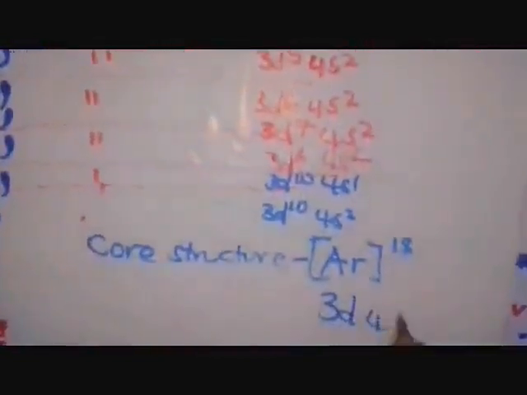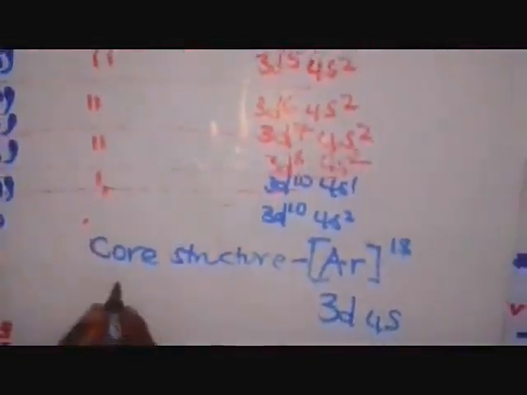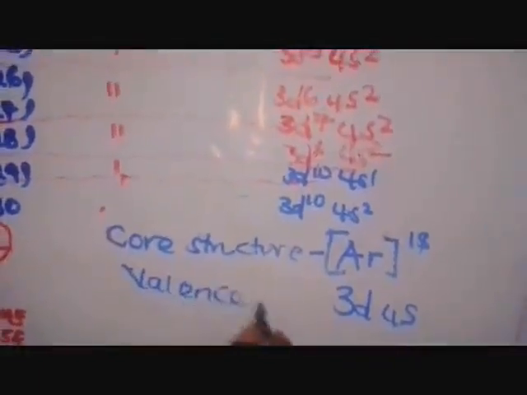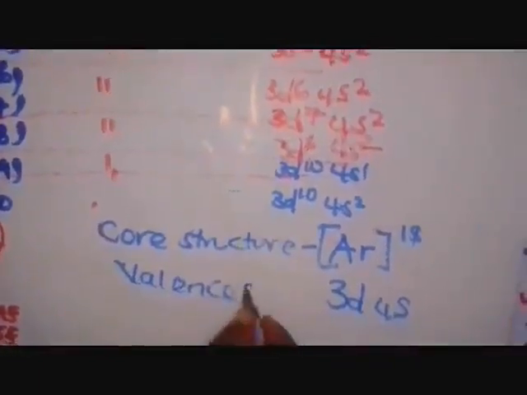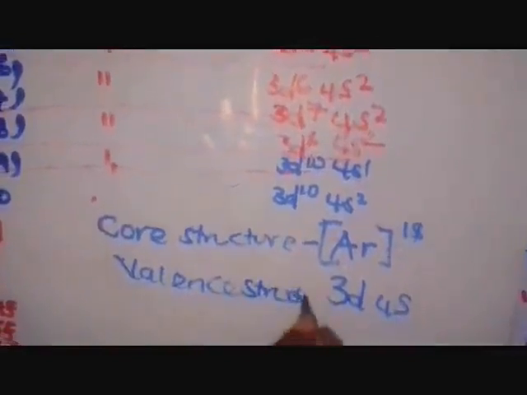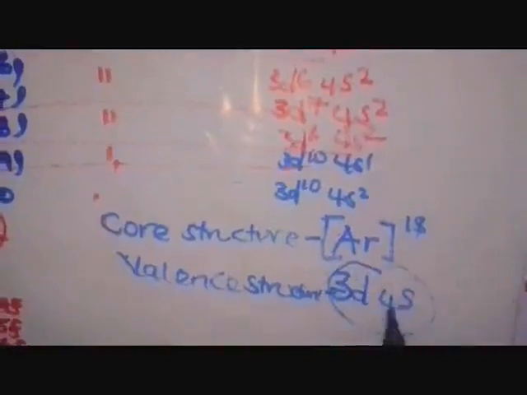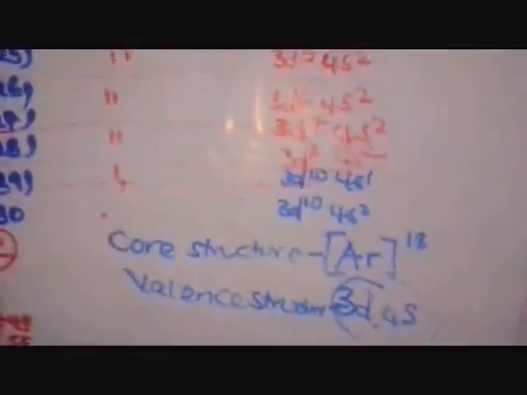Then the last one, this one here, the 3D4S, is going to work as the valence structure. This one is having electrons which are going to take part in the bonding, the valence shell structure. So that is the 3D. Whether you have a 3D one, this is the valence structure, the other one is the core structure.